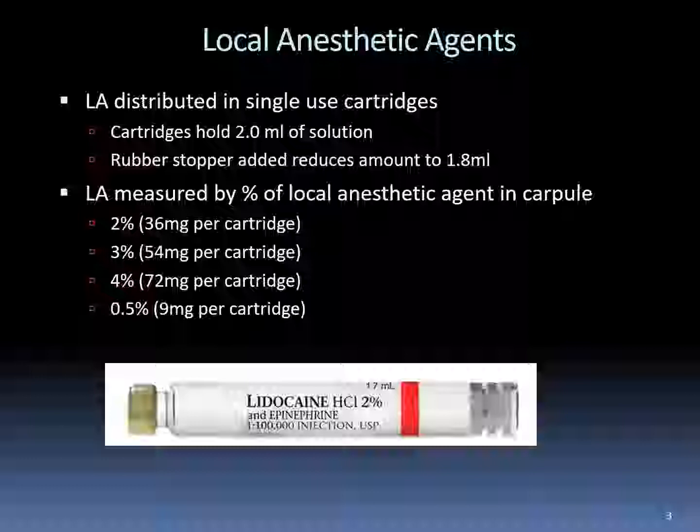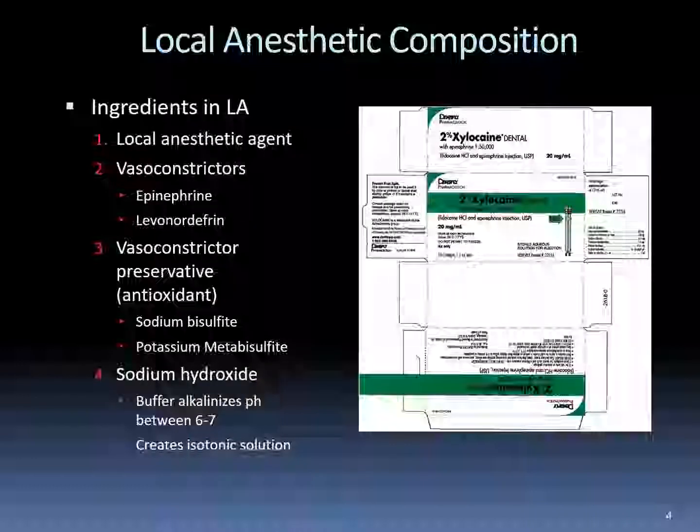When looking at the carpule, the name of the anesthetic and the percentage of drug, with or without epinephrine, will be clearly stated. The composition of a local anesthetic agent is clearly stated on its label. The ingredients include the local anesthetic agent in a percentage form, the vasoconstrictor that is included, the vasoconstrictor preservative or antioxidant, and also sodium hydroxide, which is used as a buffer in isotonic solution.